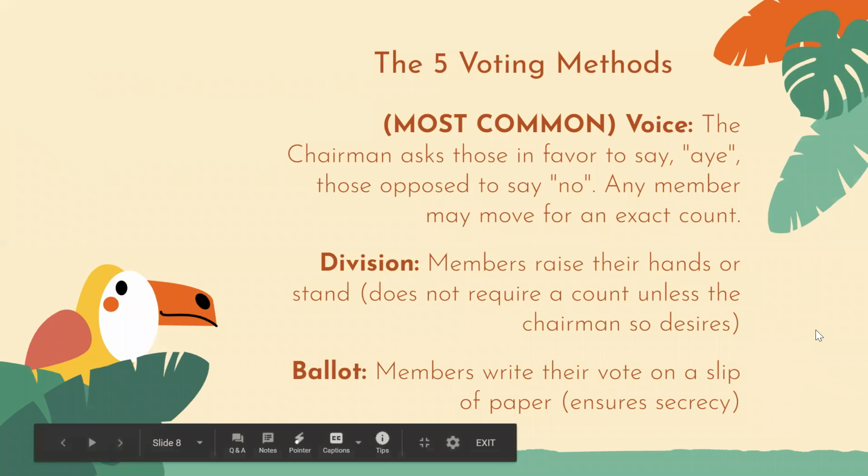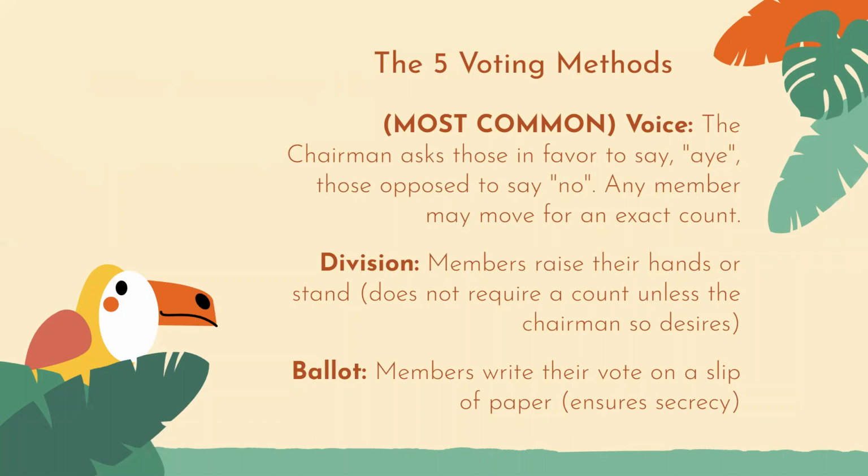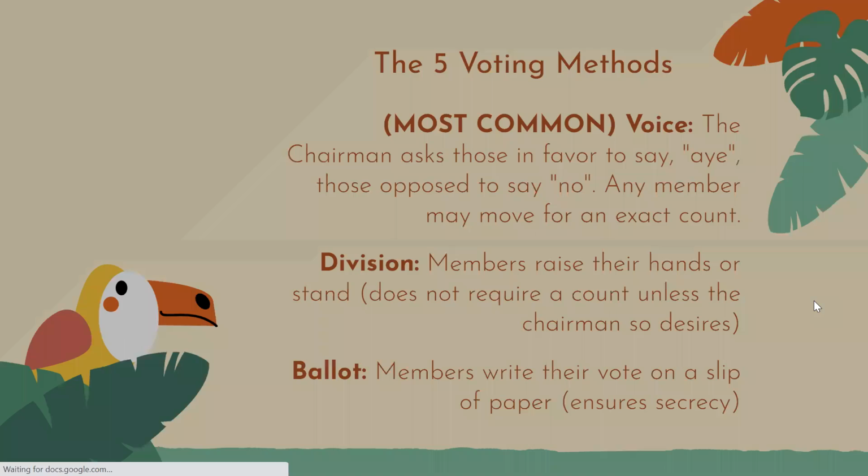The other form is ballot. Members write their vote on a slip of paper. This ensures secrecy. Ballots are typically reserved for items of more sensitivity, i.e. electing officers, things of that matter. I think you'll be able to tell whenever each of these is necessary.